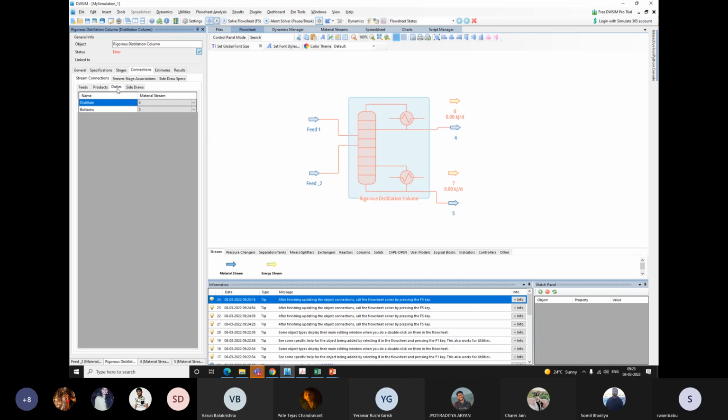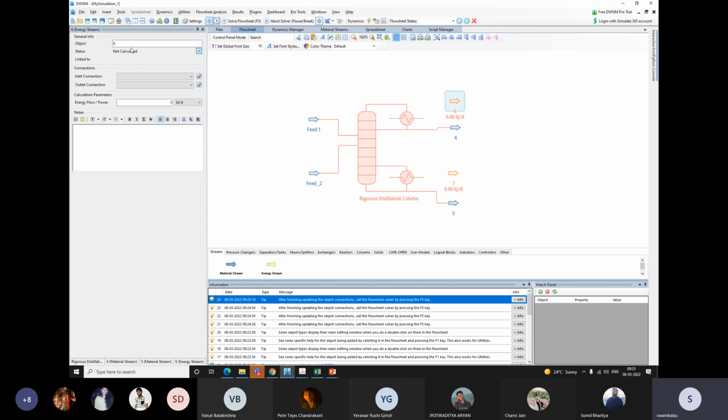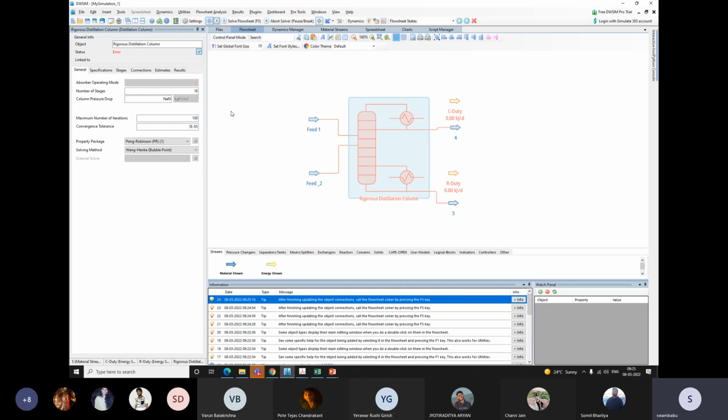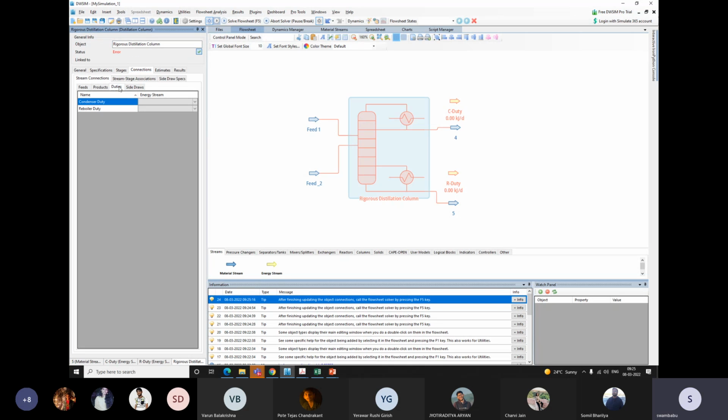Now, duties. So condenser duty. Let's say this is an energy stream. This is C duty, condenser duty. The amount of energy removed from this condenser goes into the C duty, and the amount of energy that needs to be supplied to the reboiler goes to this R duty. So we connect these connections, the duties, C duty and R duty streams.